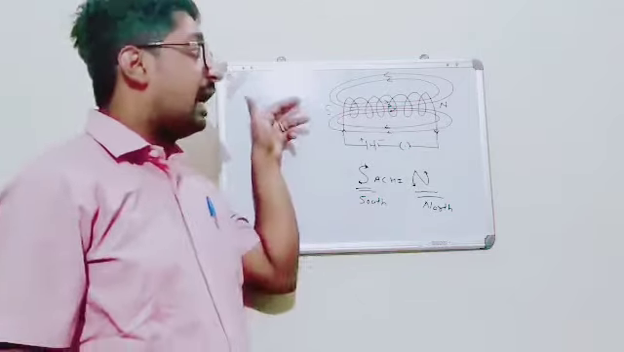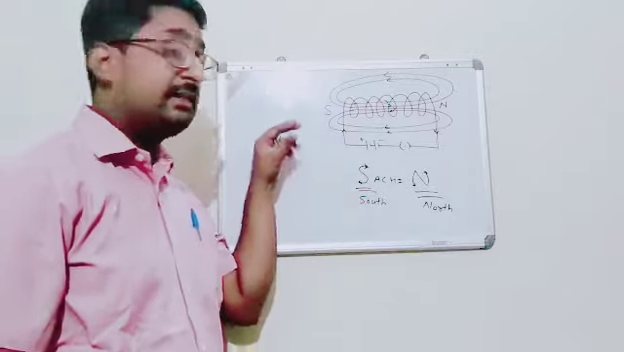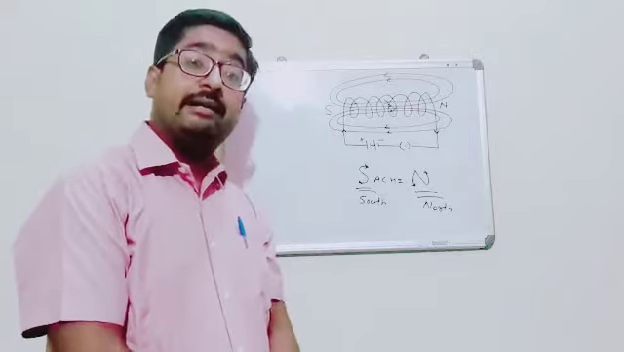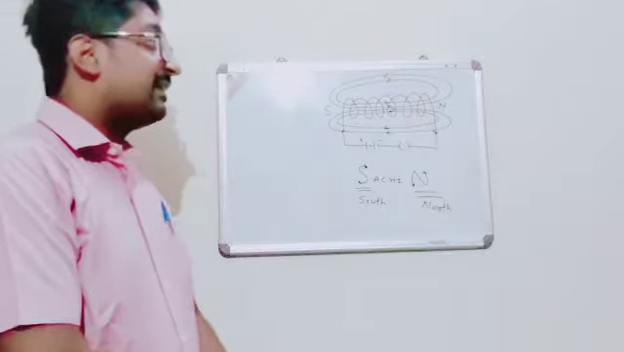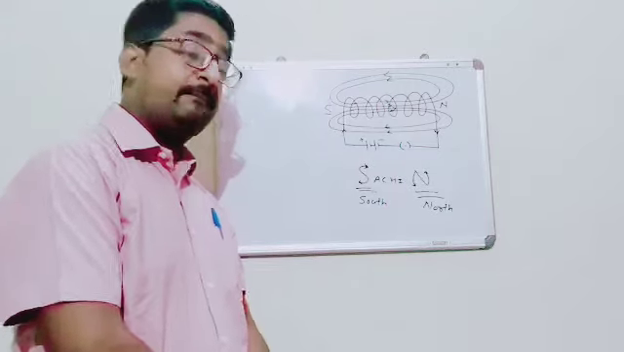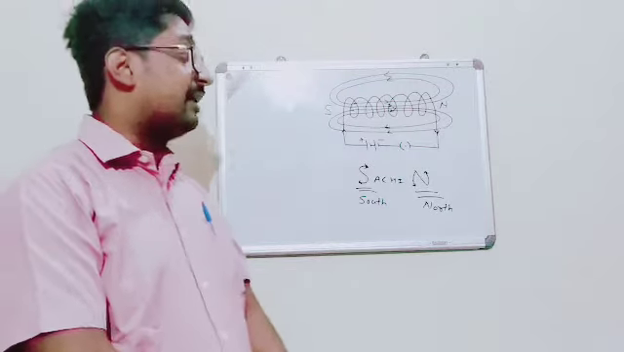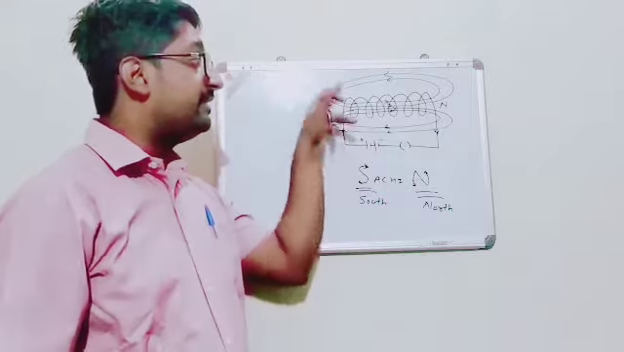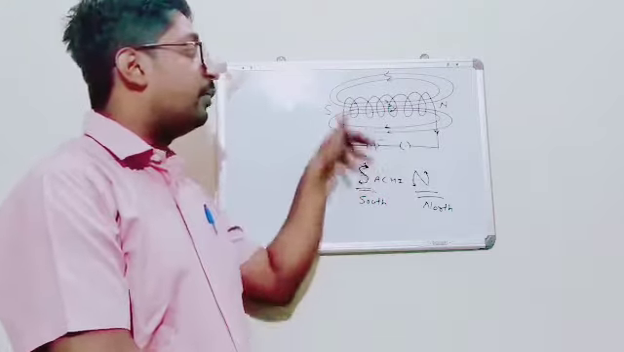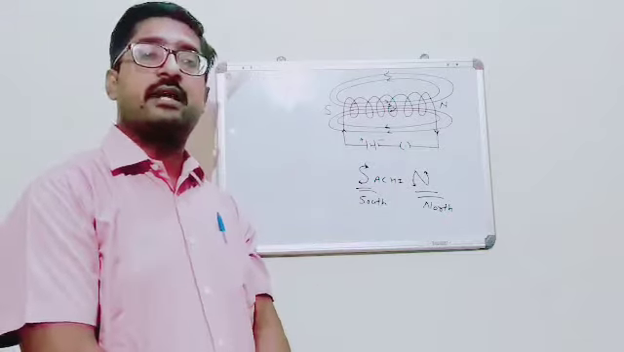When we place a soft iron piece inside the solenoid, then it will also get magnetized. By this, we can increase the strength of this electromagnet, or we can increase the strength of this electromagnet by increasing the number of turns, or by increasing the amount of current.